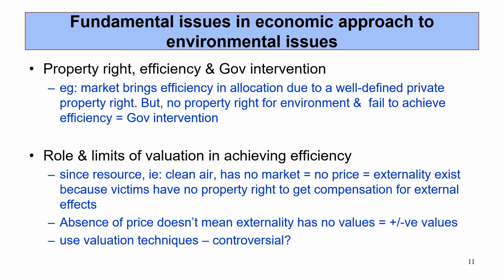Right. And on top of that, environmental good has no price tags on it. So you cannot achieve efficiency for environmental markets. And because of that, the government has to intervene to get the equilibrium. Second, role and limits of valuation in achieving efficiency. Since resources like clean air have no markets because you don't have the price values, externalities will exist because victims have no property right to get compensation for external effects.